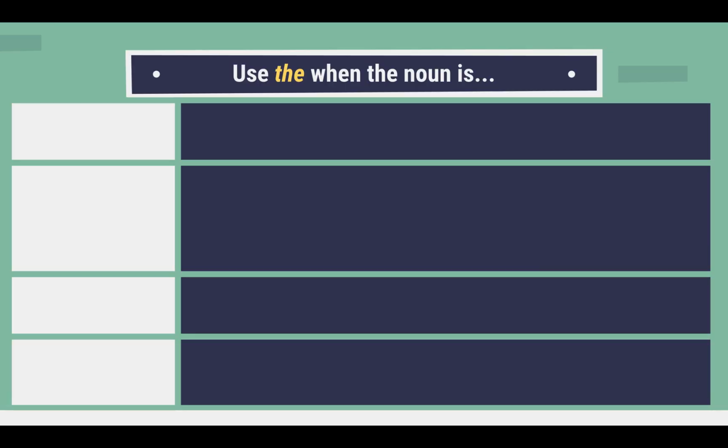The is a common article, and we see it a lot. But when do we use the? We use the when the noun is unique. So this means that there's only one of this noun. For example, the sun, right? There's only one sun. Another example is the Earth. The Earth is the densest planet in the solar system. Here we use the because there's only one Earth.